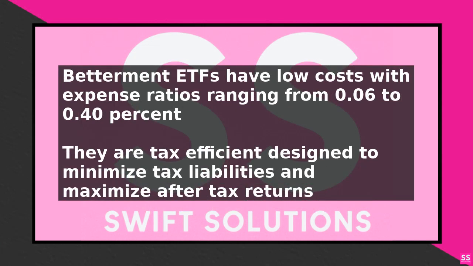To illustrate the benefits of Betterment ETFs, let's consider a practical example. Suppose you want to invest in a diversified portfolio of U.S. stocks. You could choose the Vanguard Total Stock Market ETF, which tracks the CRSP US Total Market Index and has an expense ratio of just 0.04%. By investing in this ETF, you'll gain exposure to thousands of U.S. stocks, reducing your risk and increasing your potential for long-term returns.